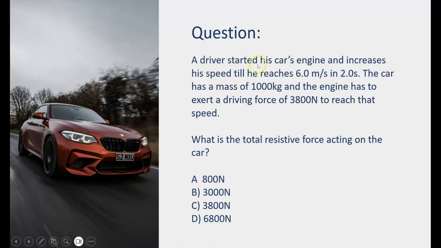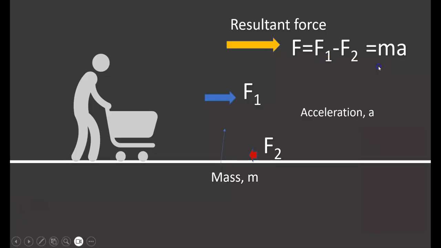A driver started his car's engine and increases his speed till he reaches 6 meters per second in 2 seconds. The car has a mass of 1,000 kilograms and the engine has to exert a driving force of 3,800 Newton to reach that speed. What is the total resistive force acting on the car? Now keep this formula in mind.